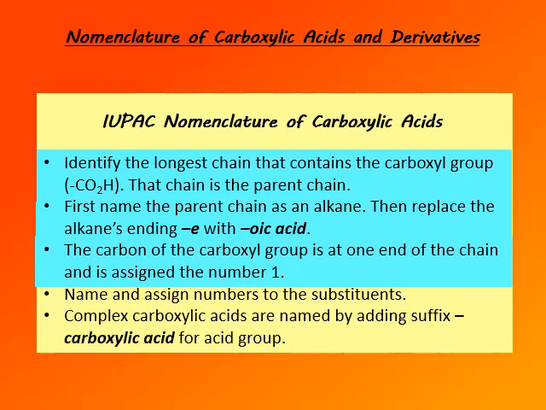Carbon of the carboxyl group must be, of course, at one end of the chain, and it is assigned number 1. If there are any substituents, then we name and assign numbers to those substituents. And that's it. That should complete the naming. If the carboxylic acid is a complex carboxylic acid, then we name it by adding the suffix carboxylic acid for the acid group. We will see some of those examples later.